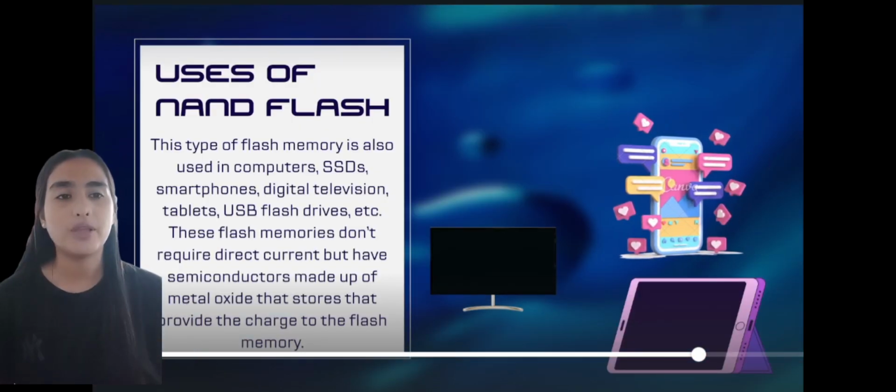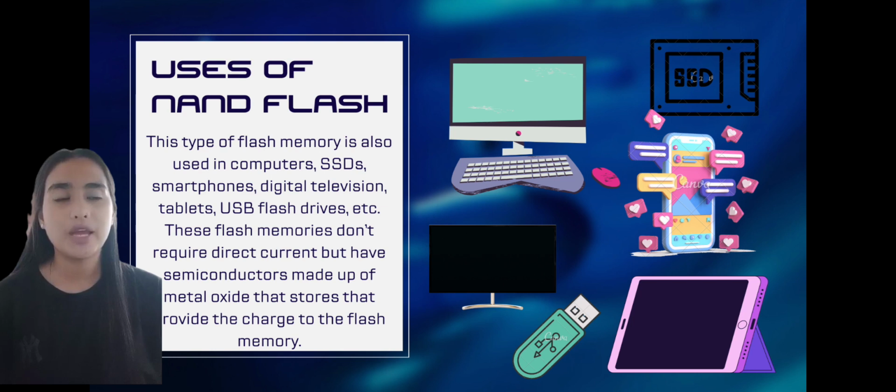Uses of NAND flash. This type of flash memory is also used in computers, SSDs, smartphones, digital televisions, tablets, USB flash drives, etc. These flash memories don't require direct current but have semiconductors made up of metal oxide that provide the charge to the flash memory.